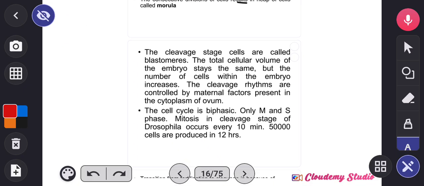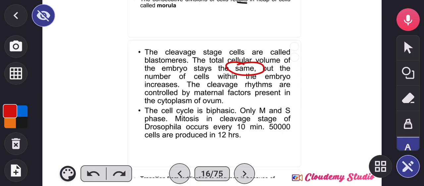Now, look at this. They said the cleavage stage cells are called the blastomeres. The total cellular volume of the embryo stays the same. I've mentioned it before, which means there is no growth. The total volume of the embryo stays the same, but the number of cells within the embryo increases. And the cleavage rhythm is controlled by the maternal factor present in the cytoplasm of the ovum. And it is from there that we will now be talking about the peculiarity of cell division in cleavage, the chemical changes during cell division in the cytoplasm. That is where you'll be seeing things that are responsible for cleavage in the maternal factor that is present in the cytoplasm of the ovum.